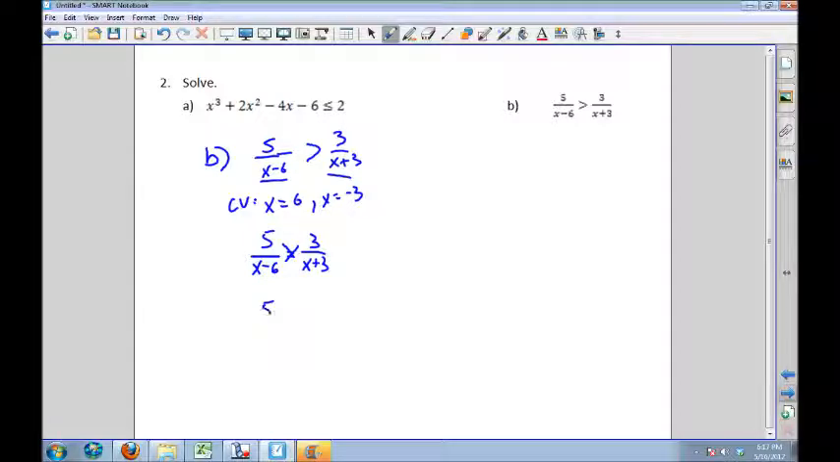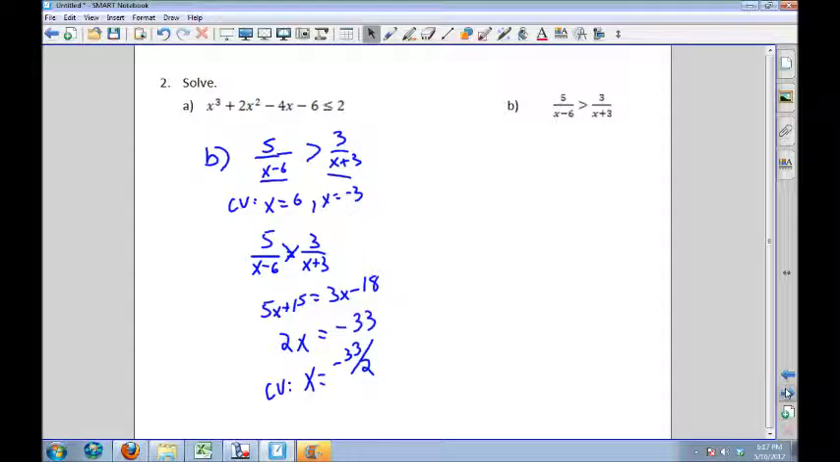I get 5x plus 15 is equal to 3x minus 18. Bring all my x's to one side and my constants to the other. This will be negative 33. And when I solve for x, I get x equals negative 33 over 2. So that's another critical value.